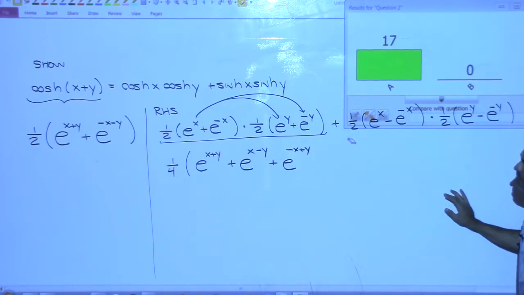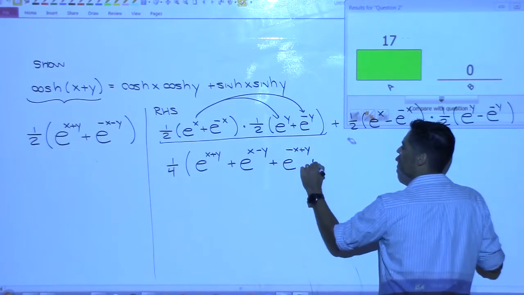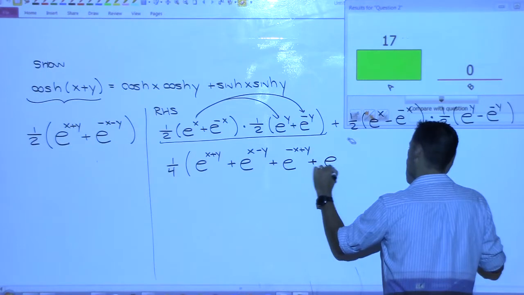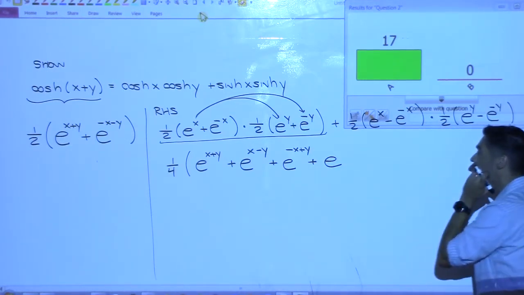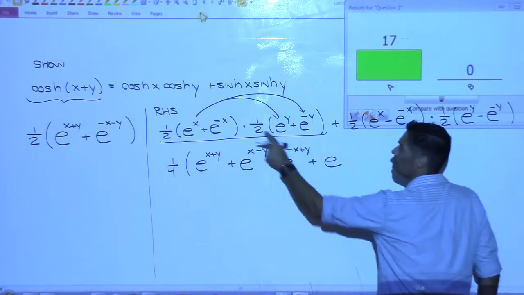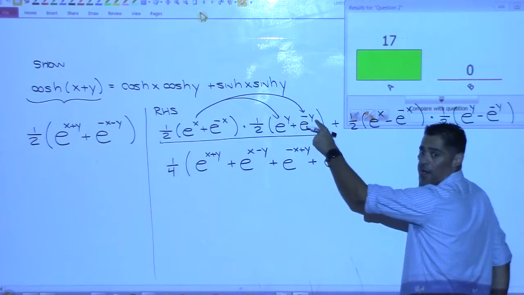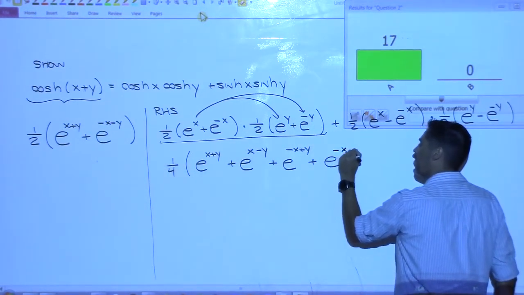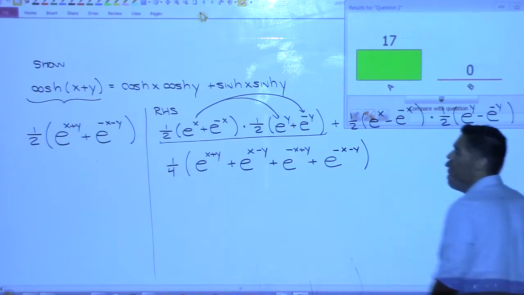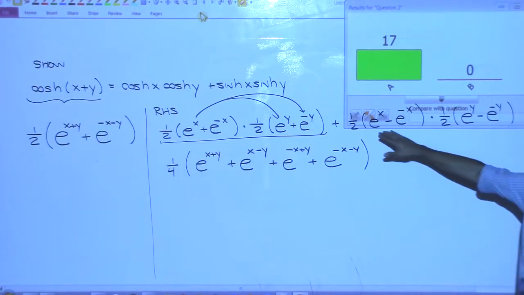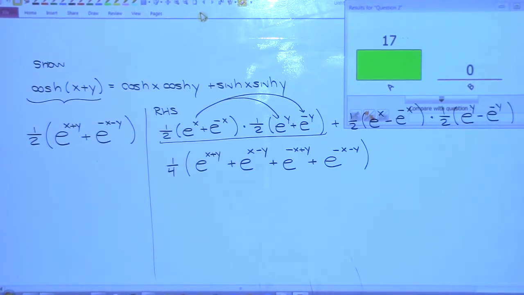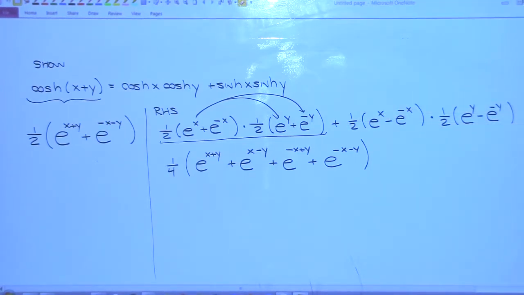And the last one, Russell, would be what? Plus e to the negative x minus y, right? Because you're adding those up. So minus x minus y. Okay, so that's what I get when I expand out the first two. And then we have to go over here and expand this one out, right? Okay, well, that's life. We got to do it.